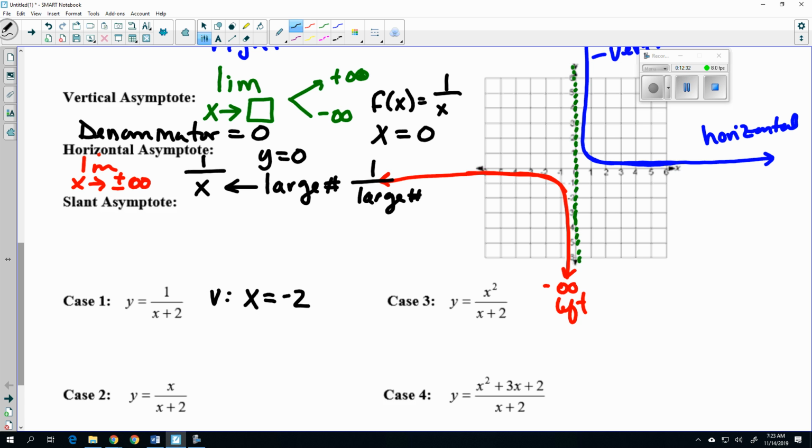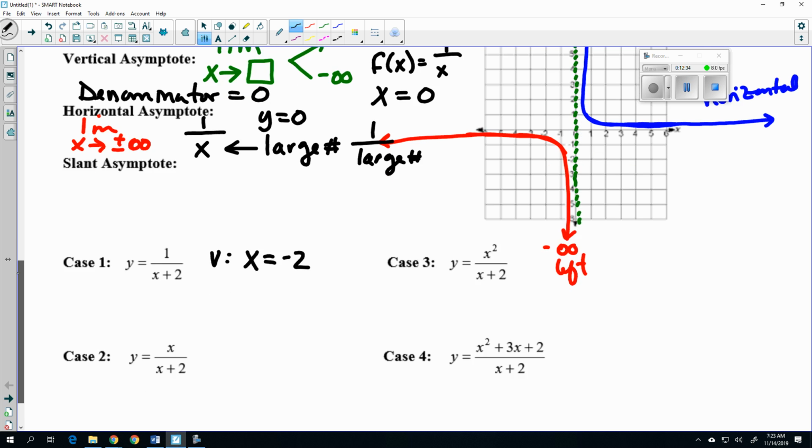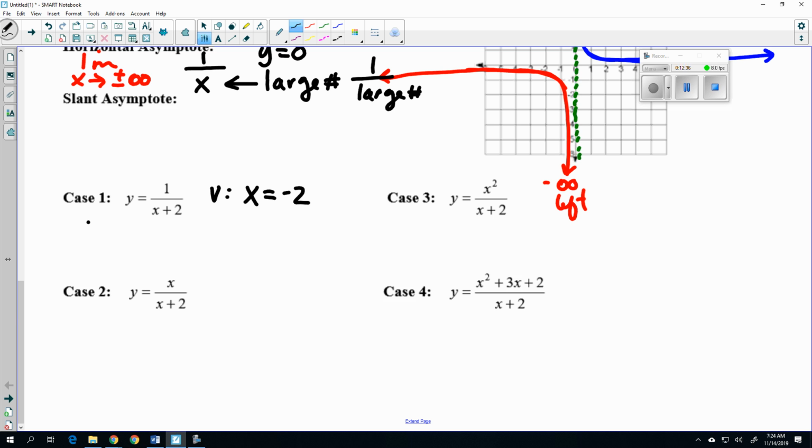Okay? So let's look at case 1. So I'm going to try to find my horizontal asymptote. We said large number for x. Okay, put a large number in there and add 2. What did it do to your large number? Made it even bigger. What's 1 over a very large number? What does it approach? 0. So you just had to do some thinking about that.